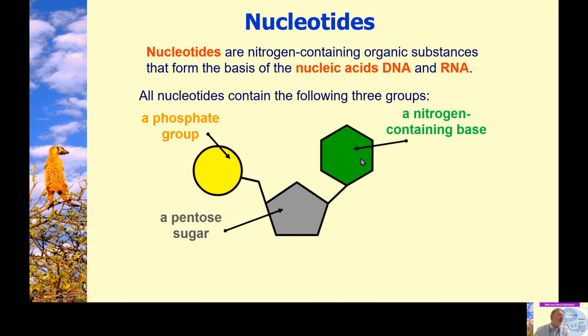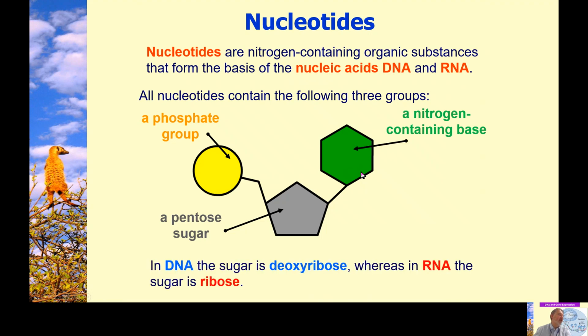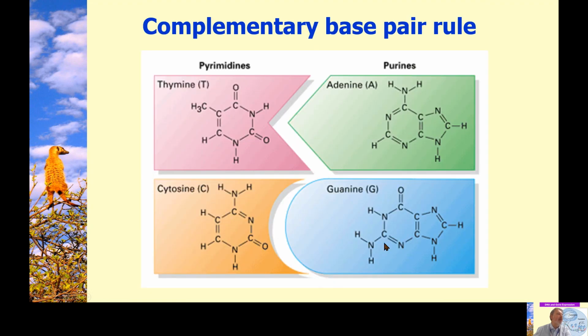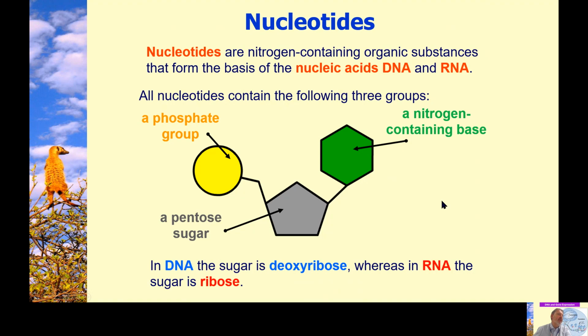And the key thing is the nitrogen-containing base, of which we can have several varieties. In DNA, the D stands for deoxy, so deoxyribonucleic acid, whereas RNA is ribonucleic acid, where the sugar is ribose.